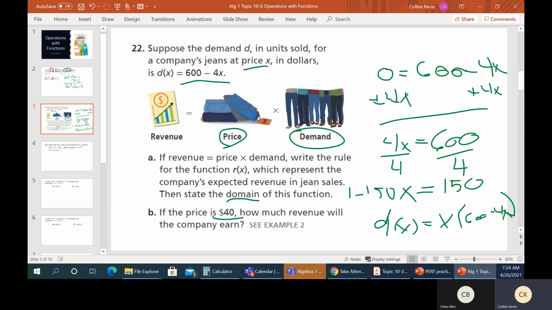So X is 40. So this is going to be 40, right? And then times this demand thing, right? So the demand thing, again, is the 600 minus 4x. That's going to be 600 minus 4, and then times 40. Okay. All right, so let's go ahead and crunch that on our calculator. Let's get it into the picture here. One moment, please.